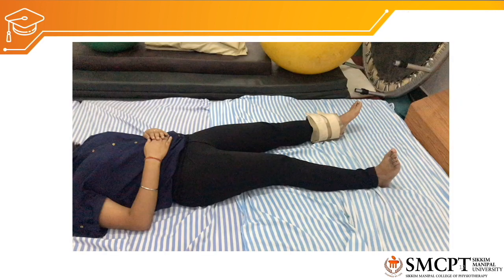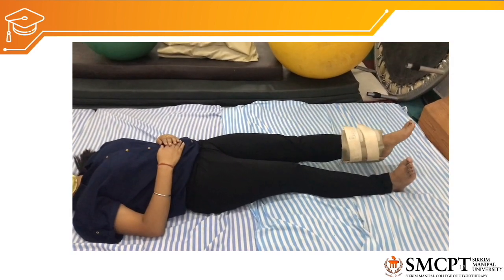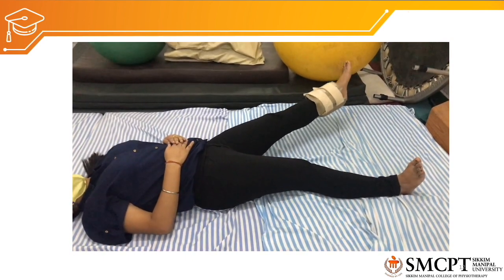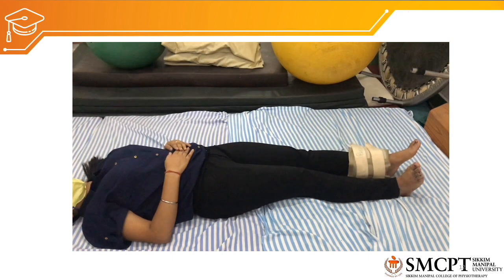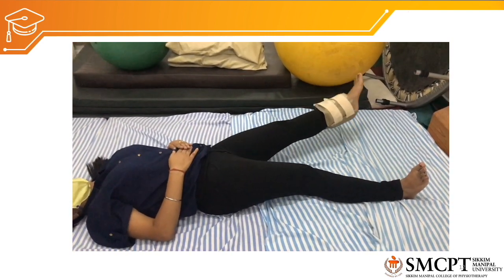Next, we can use weight cuff. Patient can be in supine lying position. We'll ask the patient to flex and adduct. So for these exercises, patient's flexor muscles should be strong enough to flex the hip and adduct and abduct the hip joint.